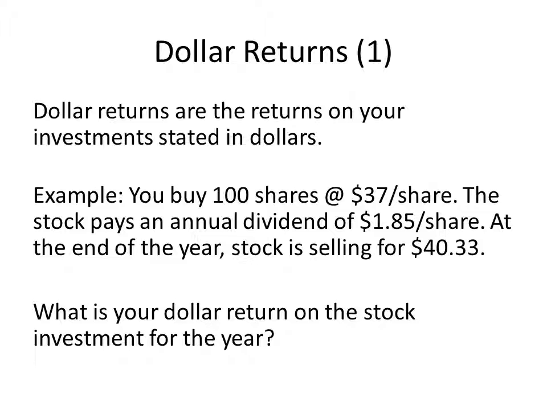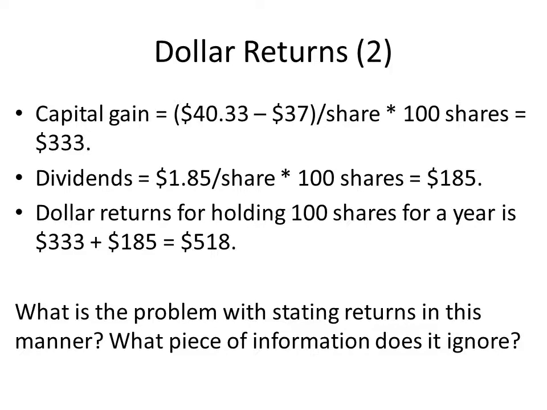Let's say you buy 100 shares of stock at $37 per share. The stock pays an annual dividend of $1.85 per share. At the end of the year, you can sell a single share of the stock for $40.33. So what's your dollar return on that stock investment for the year? Well, we need to figure out what the gain is from both of the sources that we discussed previously.